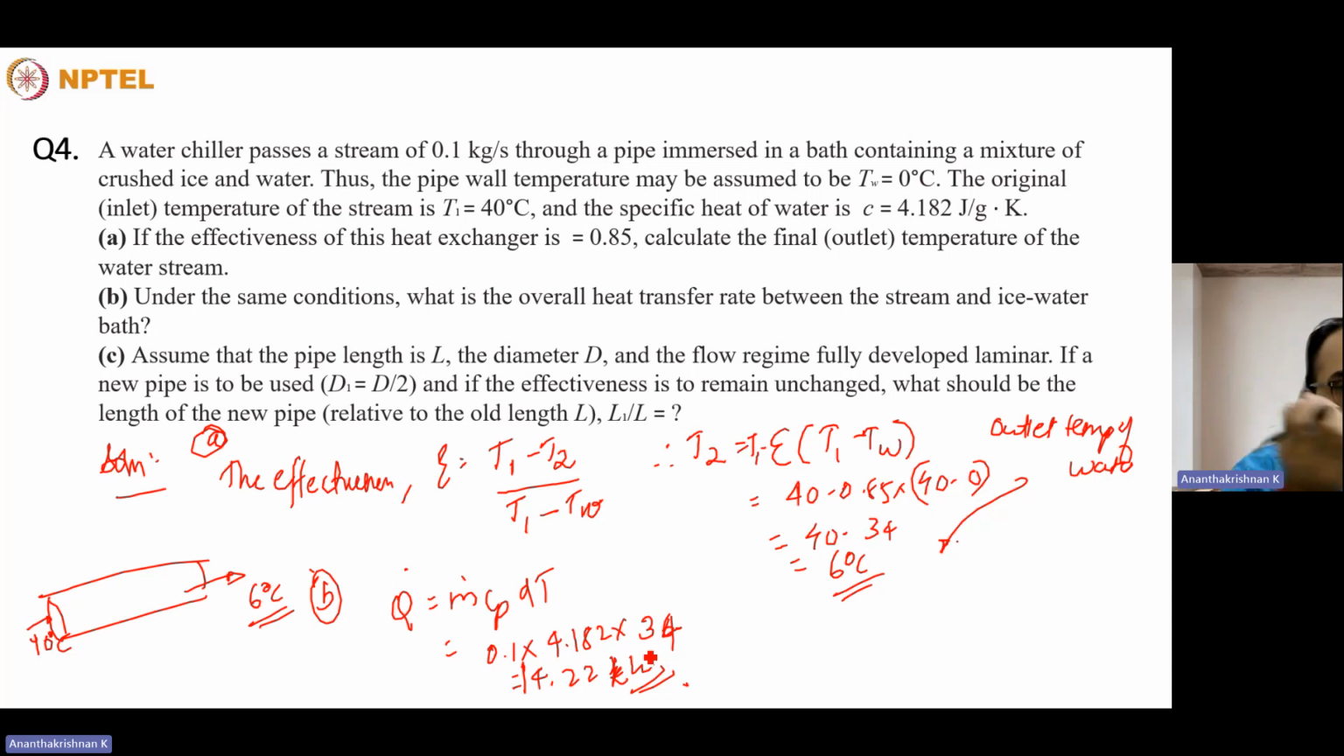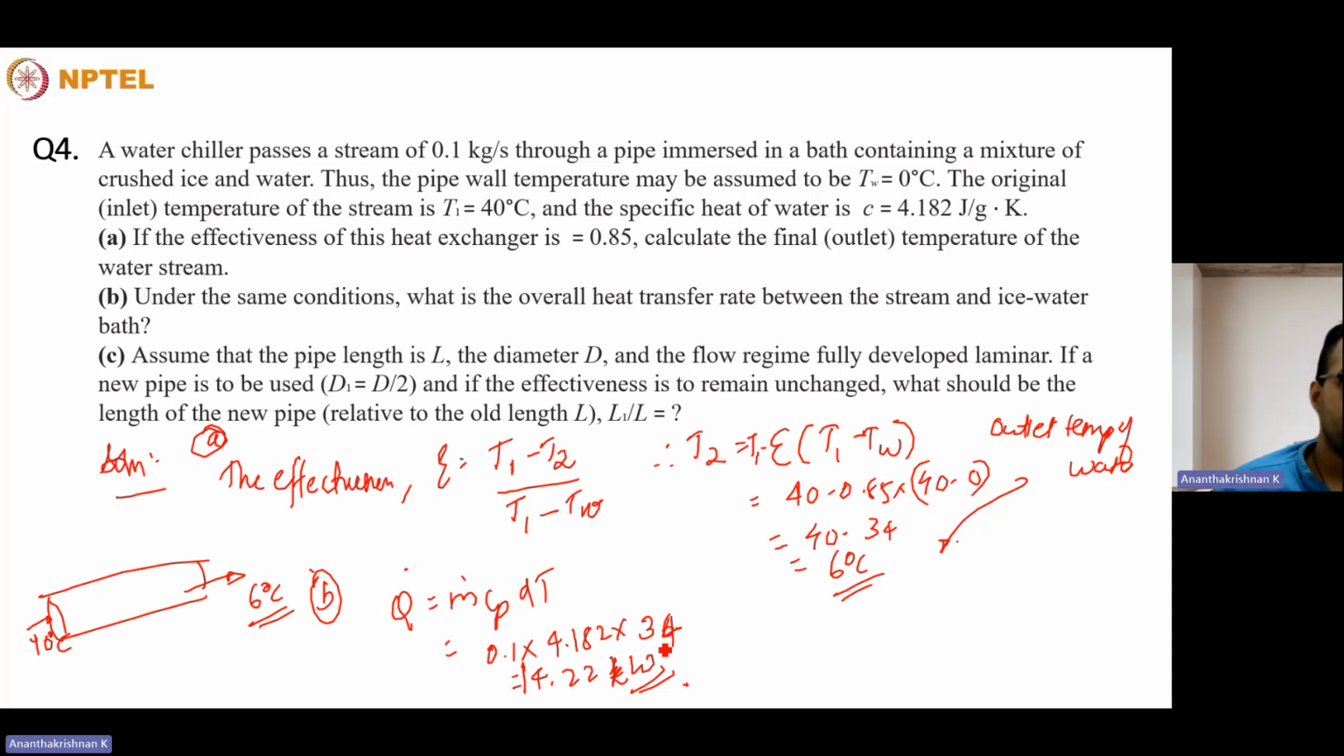So this neglects the enthalpy change that is associated with the pressure drop due to the flow for incompressible fluids. So this is only taking into account the enthalpy change that will happen due to the temperature difference. So heat transfer rate will be equal to mCp dT.